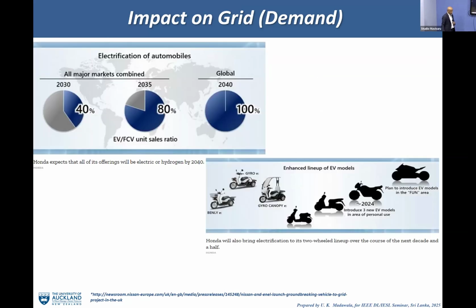So if you go to Honda, one of the manufacturers, you can see they want to completely get rid of petrol and diesel by 2040. So they want to go fully electric, also fuel cell electric vehicles. That is their aim. And not only the cars, even the scooters, they want to be fully electric. So that's what's going to happen.